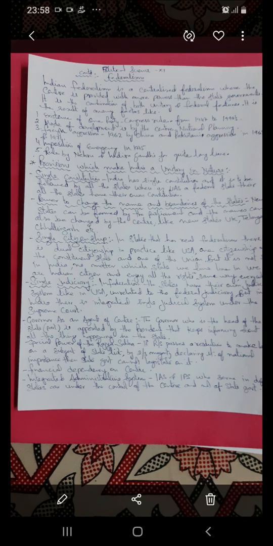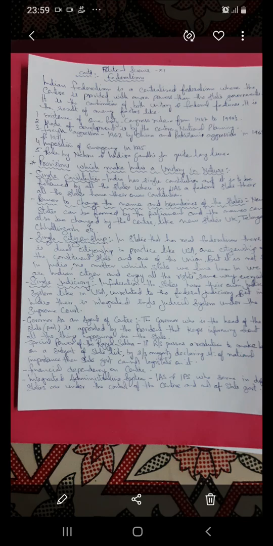Then another feature that makes Indian federalism more centralized is single judiciary. We have the network of judiciary, but at the apex, what is there? Supreme Court. We have integrated single judicial system. We have subordinate courts, we have district courts, but on the top of all these, there is Supreme Court, which is above all. And all these work under the supervision of the Supreme Court.